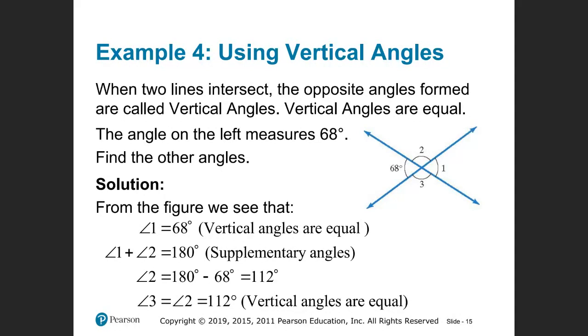As we said, angle 1 is equal to 68 degrees. We know that angle 1 plus angle 2 is 180 because those are supplementary angles. They form a straight line. So solving for angle 2, we're going to get 112 degrees. Angle 2 and 3 are equal, so angle 3 is also equal to 112 degrees.